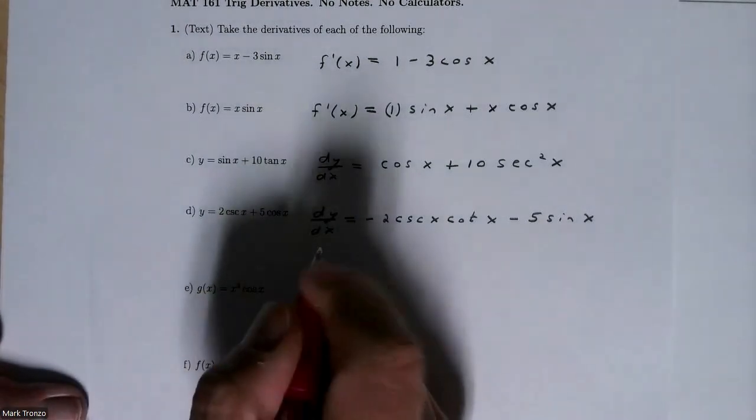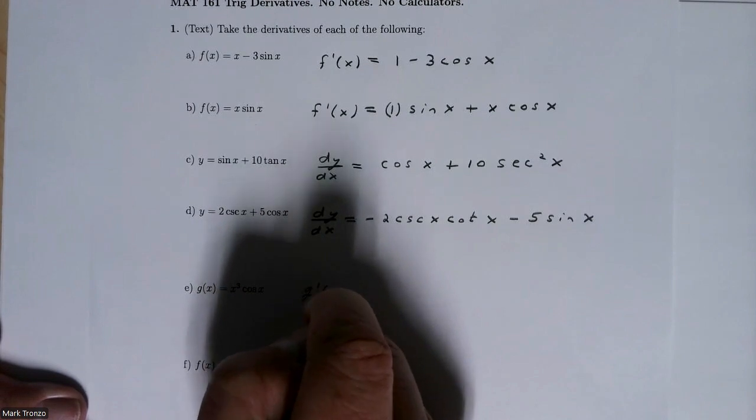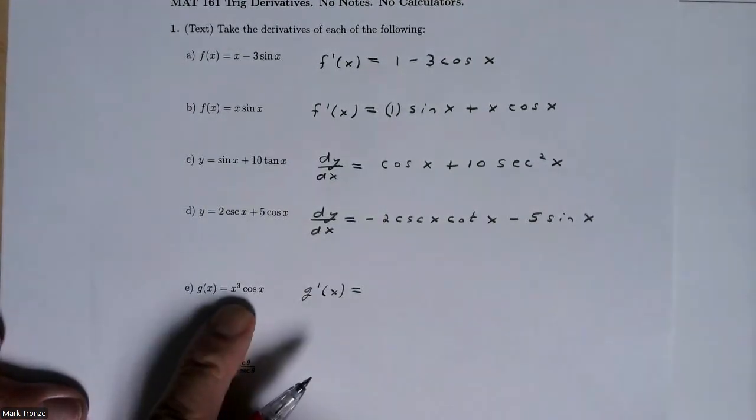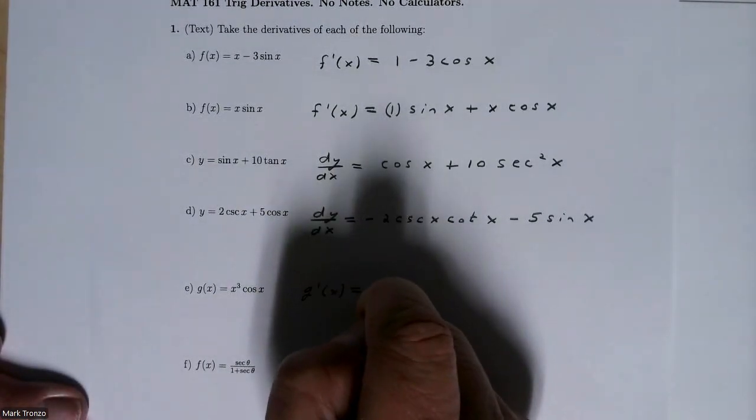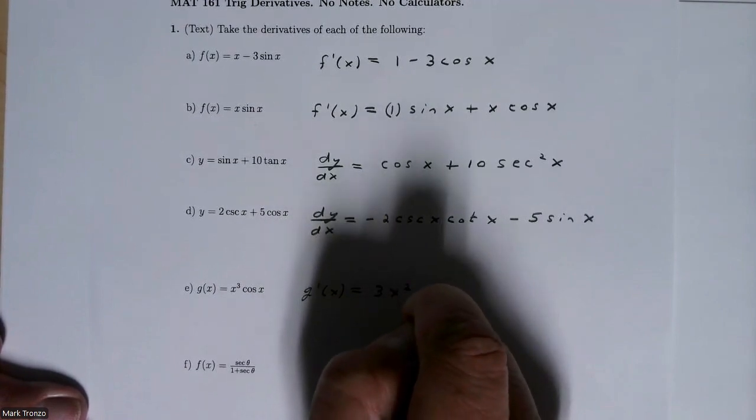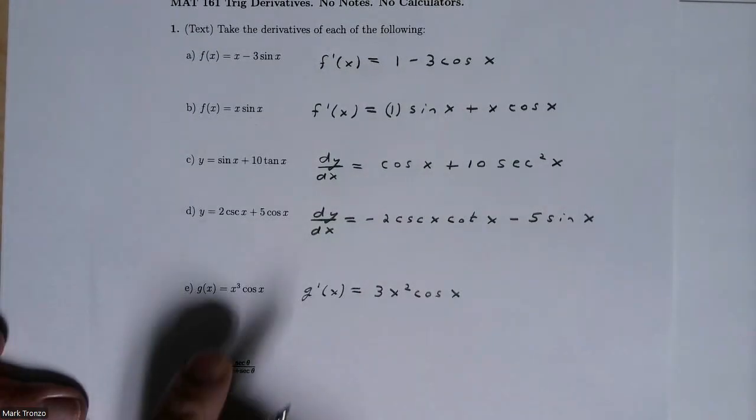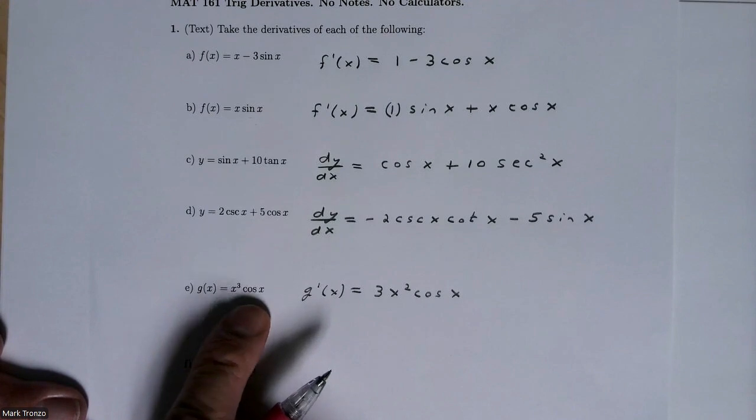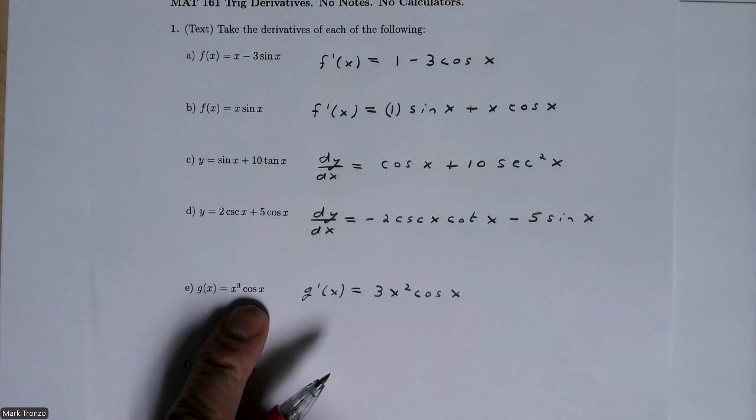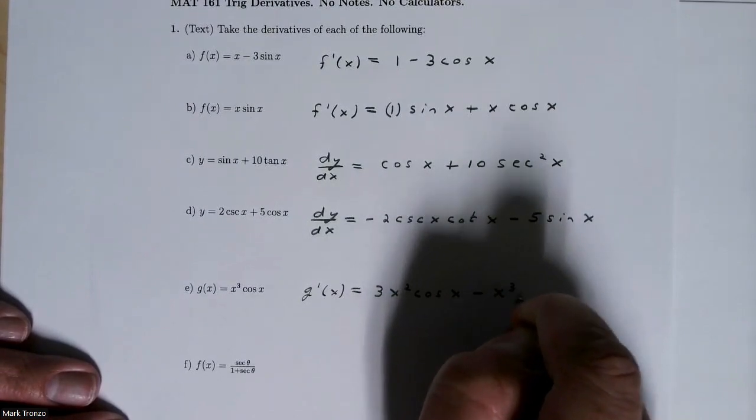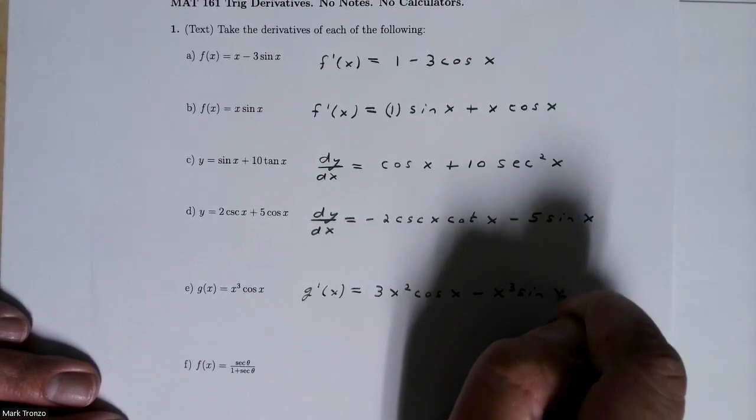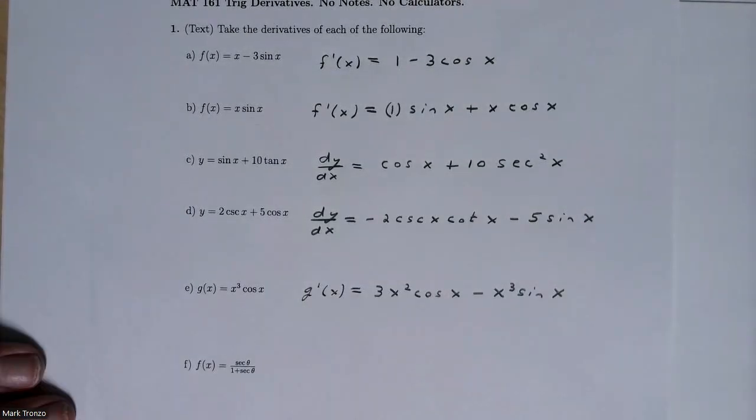Now down in this one, we have a product rule. Let's call this the first function. This is the second. Derivative of the first times the second plus the first, which is x cubed, times the derivative of cos x. Derivative of the cos x is negative sine x.